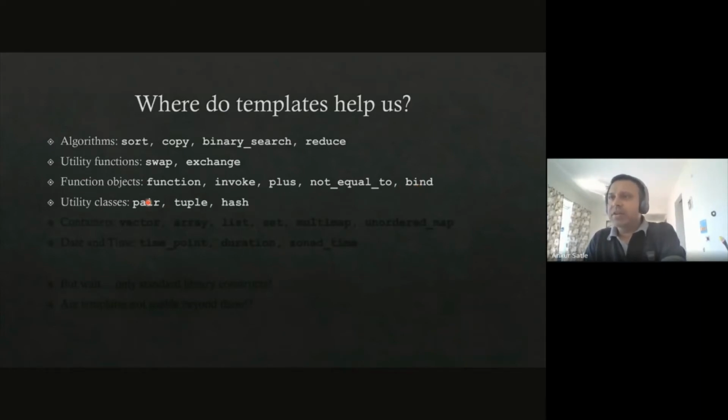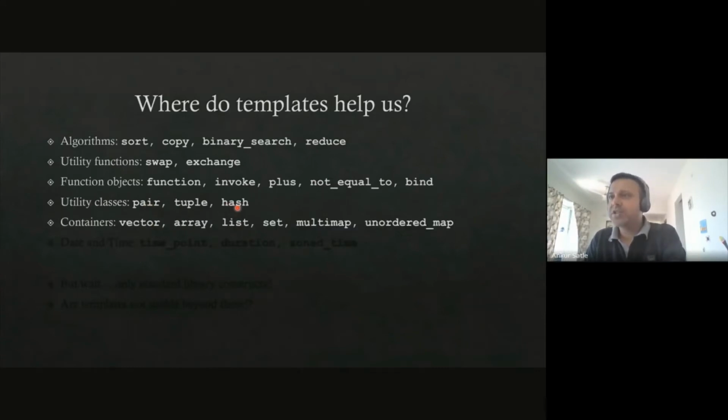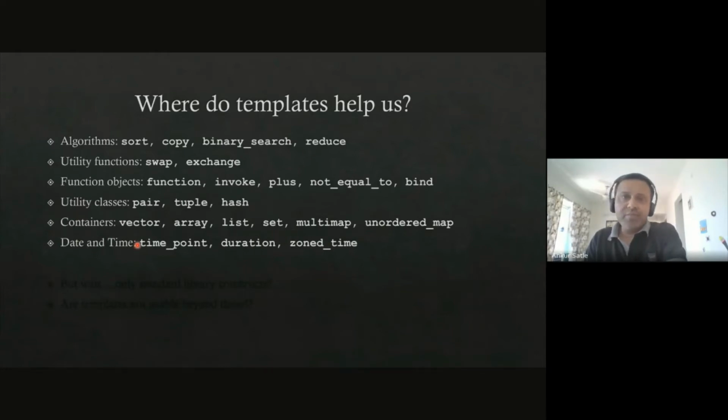Okay, you have utility classes like pair, tuple, hash. You have containers. We know the most, I guess. Vectors, array, list, set, multimap, ordered map, unordered map. We have datetime, which are also templates. We have time point, which is a point in time. Duration, zoned time, which has knowledge of its time zone, and there are many other data types in the chrono library standard.